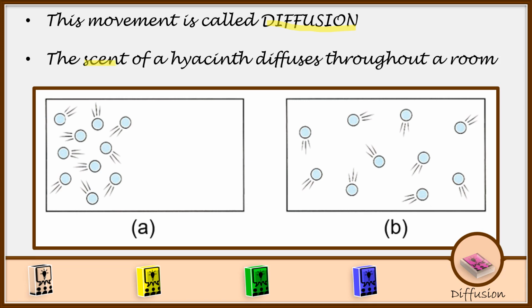The scent of hyacinth diffuses through the room. Hyacinth is a plant and it gives off that scent. Now that scent is produced in one area, but because it is a gas, it diffuses through the whole room, and then the molecules are going to be distributed in all the room because they have diffused.